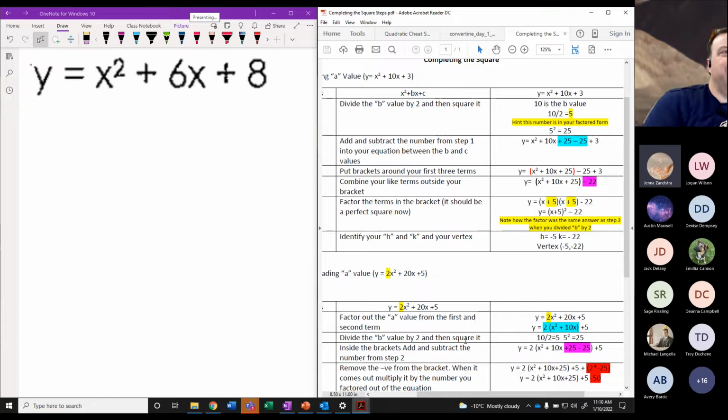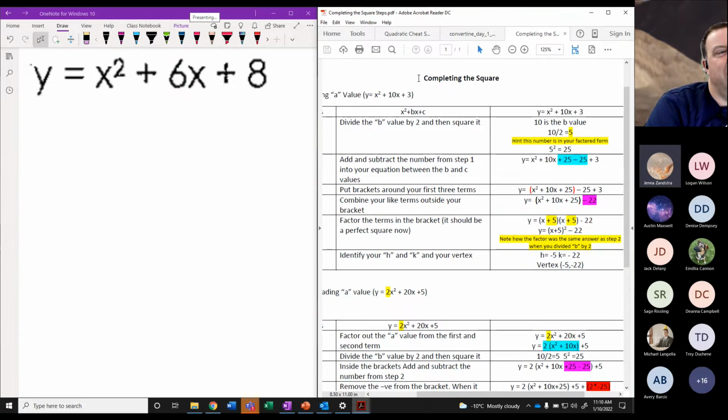So if we take a look at our chart here. Yeah, that's no problem. And you'll have this set, whether you print it out or whether I emailed this to you, Logan, yesterday. So if you go in your email, the completing the square steps, you can walk yourself through it, like on a test or something like that. You have this available for you to use. Okay. So if there's no A value, you have some of those.